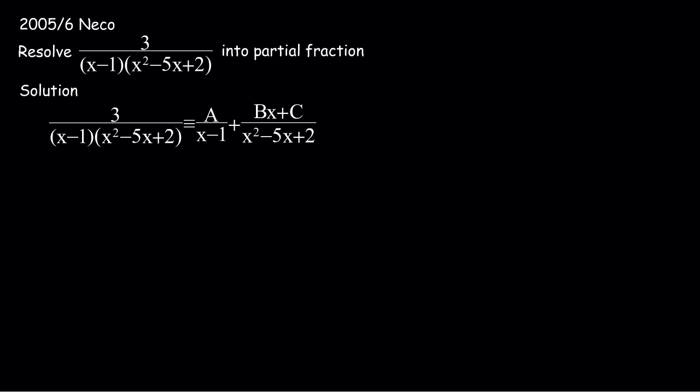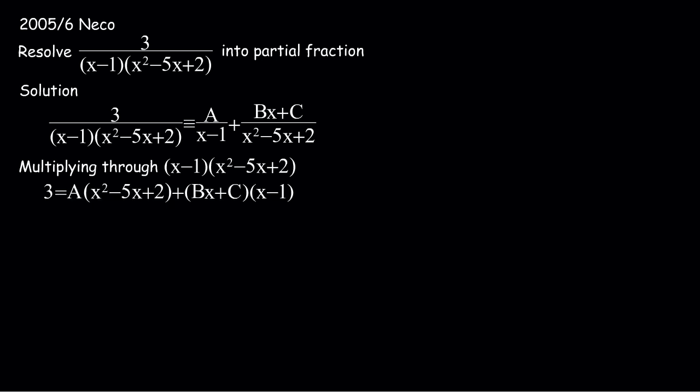So at this point we'll be multiplying through by (s minus 1)(s square minus 5s plus 2). After multiplying through, it becomes 3 equals a(s square minus 5s plus 2) plus (bs plus c)(s minus 1). Our next step is to expand our brackets, and after expanding it becomes 3 equals as square minus 5as plus 2a plus bs square minus bs plus cs minus c.